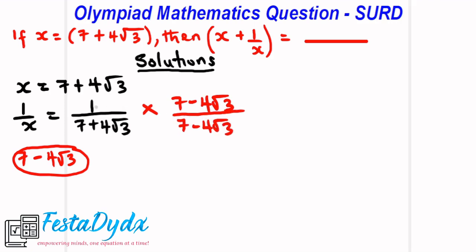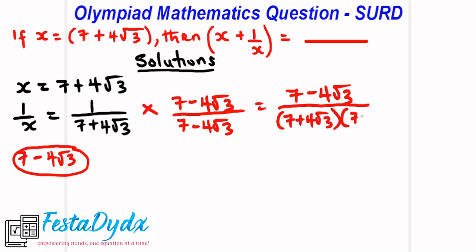For the numerator, 1 times 7 minus 4 root 3 is going to give us the same 7 minus 4 root 3. Remember, anything times 1 is that thing. 100 times 1 is 100. 2 million times 1 is 2 million. So 7 minus 4 root 3 times 1 is 7 minus 4 root 3. Now for the denominator, let's bring them together. We'll be having 7 plus 4 root 3 and then times 7 minus 4 root 3. We are joining them with brackets because brackets means times. So now we have to solve this.